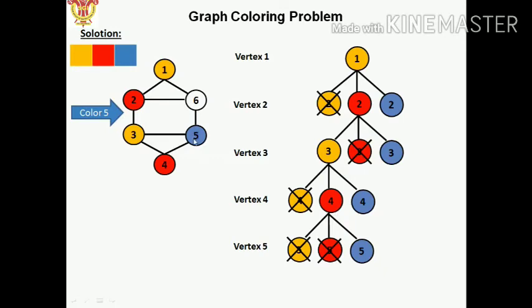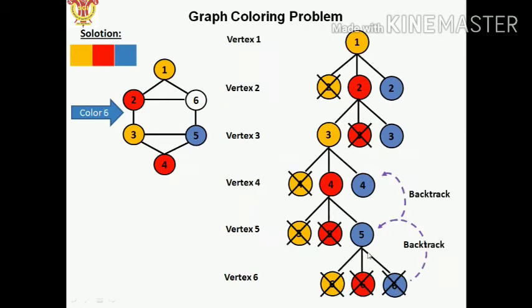Now, to fill this 5, see the adjacent nodes to this 5 are 3 and 4. The 3 is having this orange color, the 4 is having this red color, so the color for this 5 will be what? Blue. So I'm going to discard this 2. I'm going to get this one.